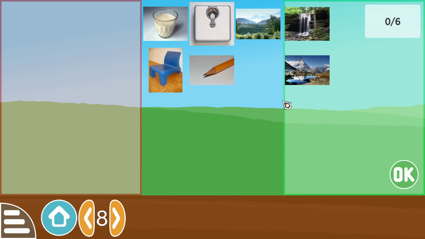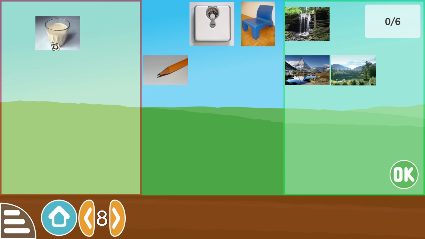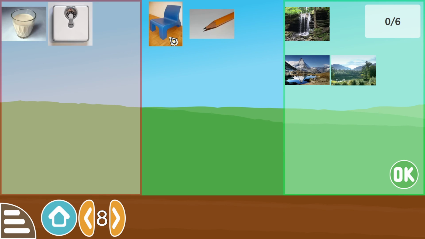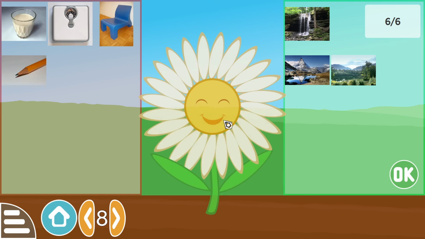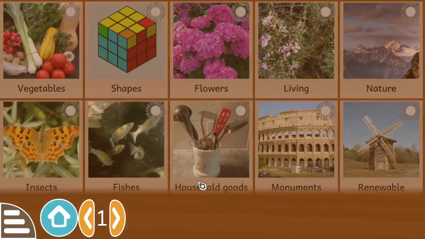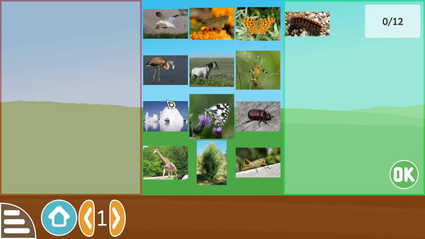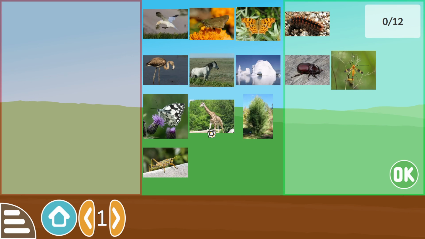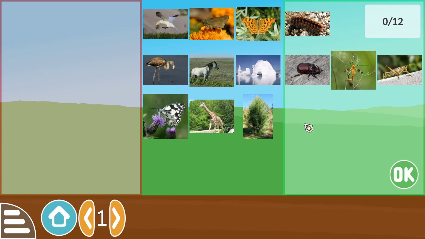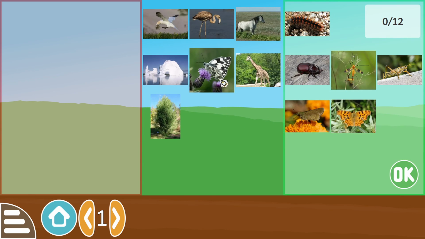So mountain and a lake, definitely. And forest, lake by forest, definitely. Glass of milk. Scales, chair, and pencil are not. Which brings us on to insects. Beetle, I'm not sure what that is. Probably a cricket. Moth, and butterfly.